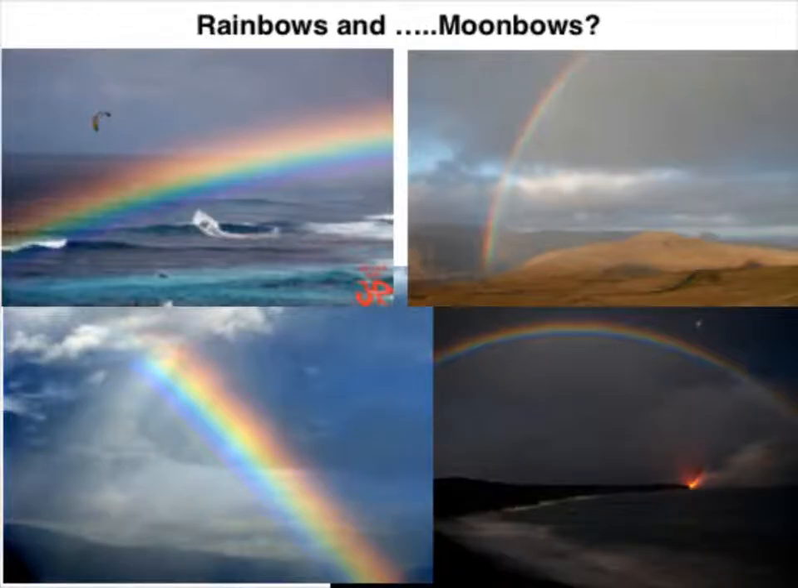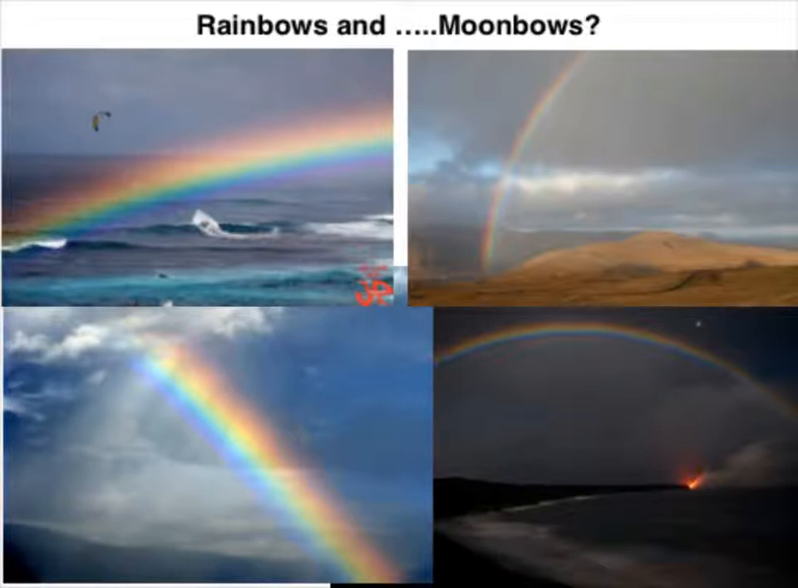So I mentioned earlier that rainbows are phenomena that are the result of the refraction of light waves, and that refraction occurs as the light waves are traveling through the atmosphere and they encounter a new medium, and in this case the new medium is water droplets that are in the atmosphere.